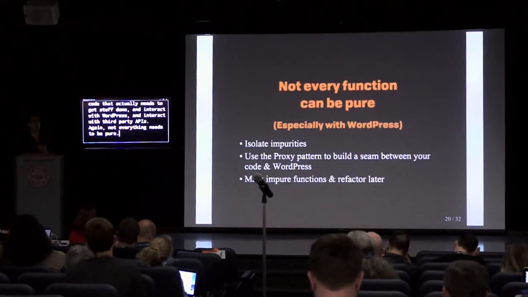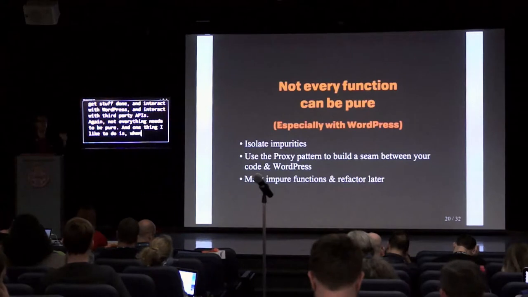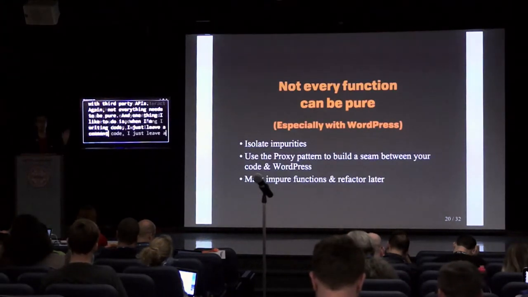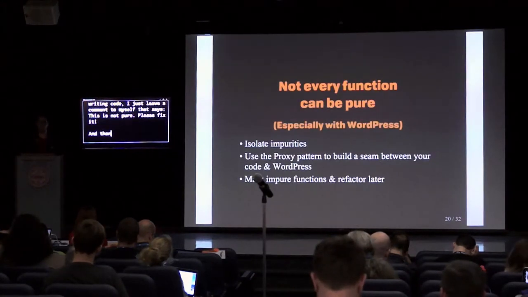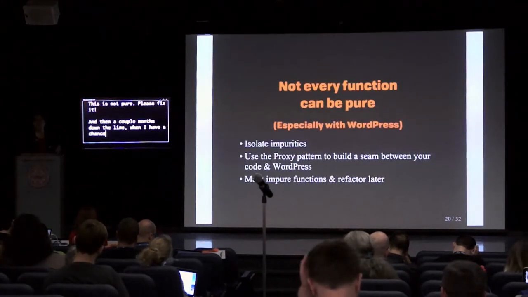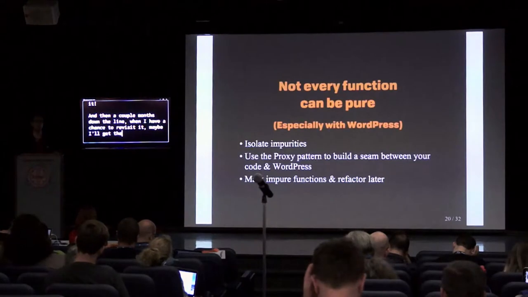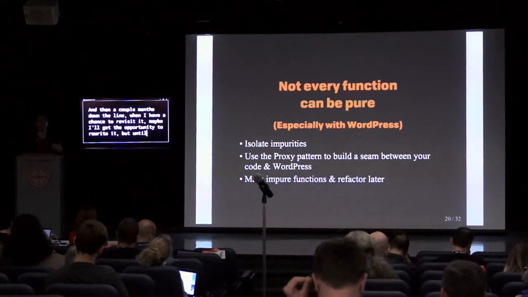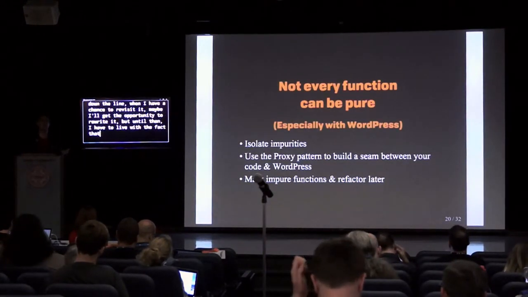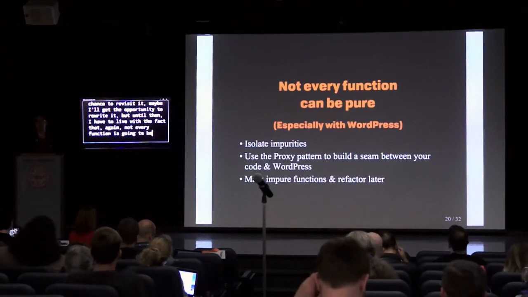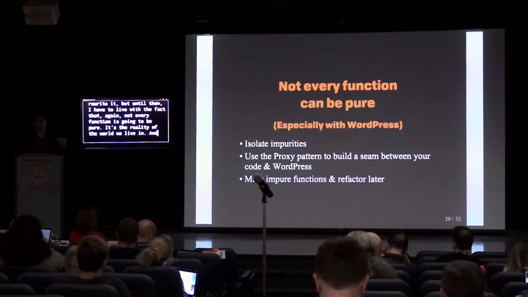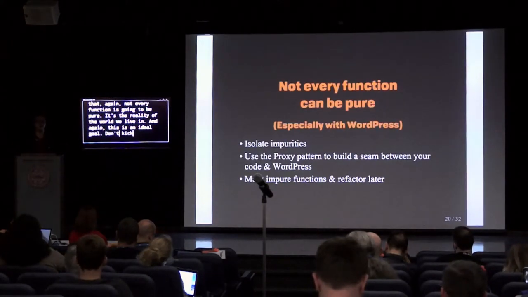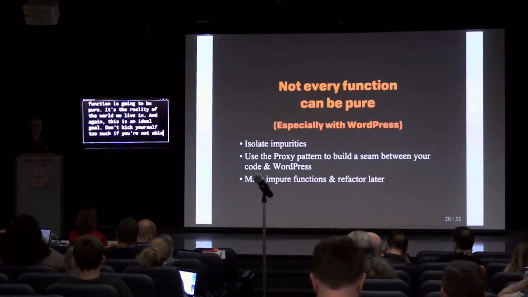And one thing I like to do is when I'm writing code, I just leave a comment to myself that says, this is not pure, please fix it. And then a couple months down the line, when I have a chance to revisit it, maybe I'll get the opportunity to rewrite it. But until then, I have to live with the fact that, again, not every function is going to be pure. It's the reality of the world we live in. And again, this is an ideal goal. Don't kick yourself too much if you're not able to achieve it.